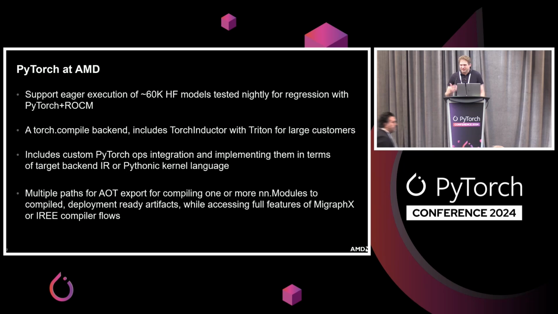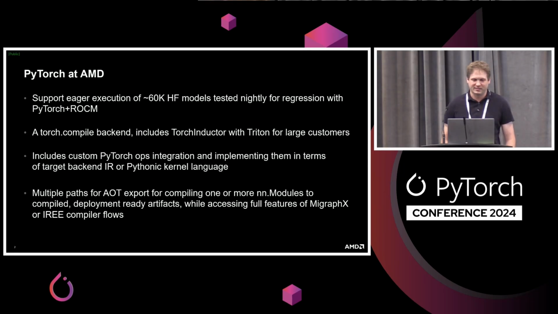To start off, I'll give a real quick overview of PyTorch at AMD, some high-level points, and then go into a deeper dive on better inference cases. Overall, we support eager execution. We have greater than 60,000 Hugging Face models that we test nightly for regression through PyTorch ROCm, making sure that everything always works and works seamlessly on our hardware. We provide a Torch compile backend, which includes working with Torch Inductor along with Triton for large customers that we are working with in production.